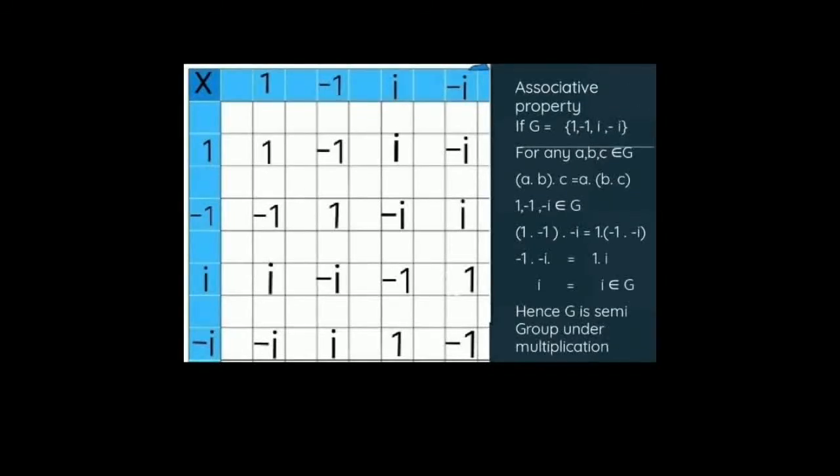Our next property is the associative property. As you can see from the Cayley table, the elements of the set G give the same answer no matter how we group them. And in associativity, whether you add or multiply, you can group the numbers in any combination. Therefore, the set G satisfies the associative property. Hence, an algebraic structure under multiplication that satisfies two properties, closure and associative, is said to be a semigroup.